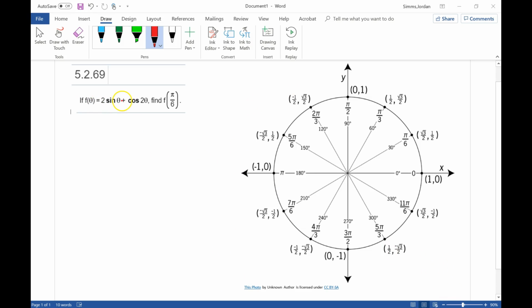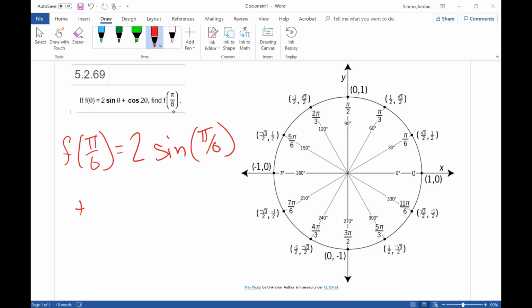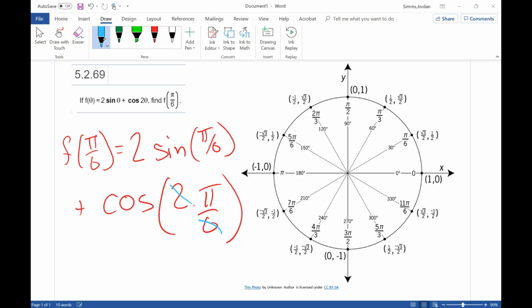So here we're asked to evaluate, basically we have a function, right? F of theta equals da da da da, and we're asked to evaluate f of pi over 6. So f of pi over 6, that's going to be 2 times the sine. Instead of theta, that's going to be the sine of pi over 6, plus, I'll just write down here so I don't run into our unit circle, plus the cosine of 2 theta, which is going to be 2 times pi over 6. All right, now 2 times pi over 6, that's like 2 pi over 6, but we can reduce that fraction. So this is going to be like pi over 3, right? I'll just write that in there to save space. So the cosine of pi over 3.